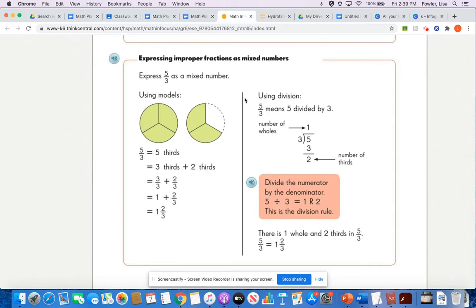You can also use division. So if you don't need a picture model and you want to use division, you can figure out improper fractions this way too. So 5/3 is the same as saying 5 divided by 3. So you have 5 here, you divide it by 3, you get 1. So 1 times 3 is 3, 5 minus 3 is 2. So that's the number of thirds left over. So you have 1 and 2 thirds.